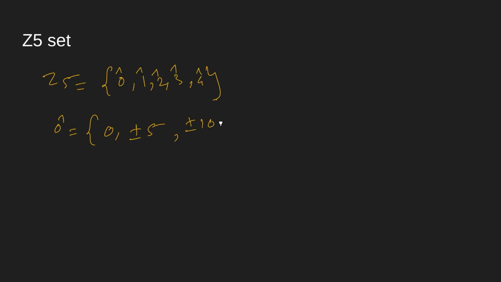Now, let's take a look at a simple example, this Z5 set. This Z5 set has these symbols 0, 1, 2, 3 and 4. For clarity, I'm going to put a little hat on top of these symbols. I'll explain why. This denotes a set of all integers which are divisible by 5. So what are those integers? 0, plus or minus 5, plus or minus 10 and so on.